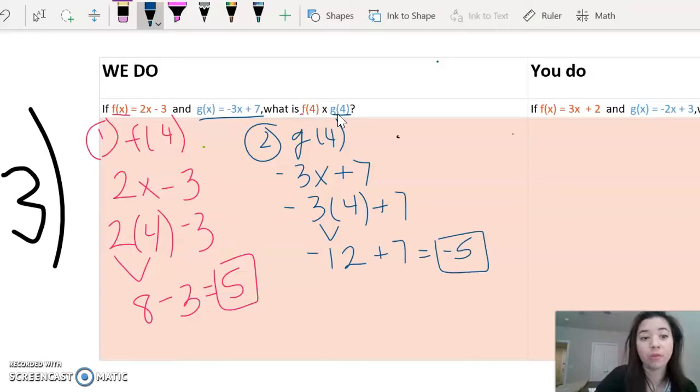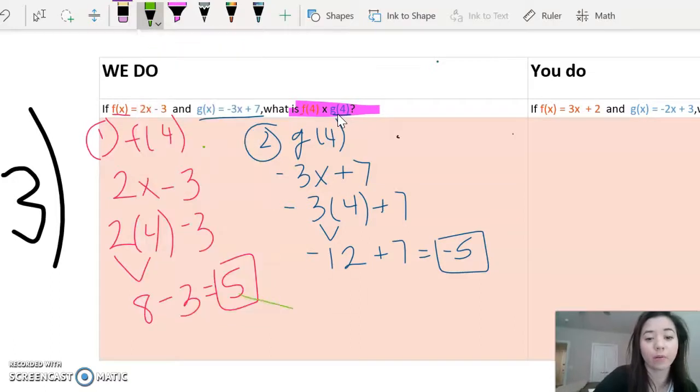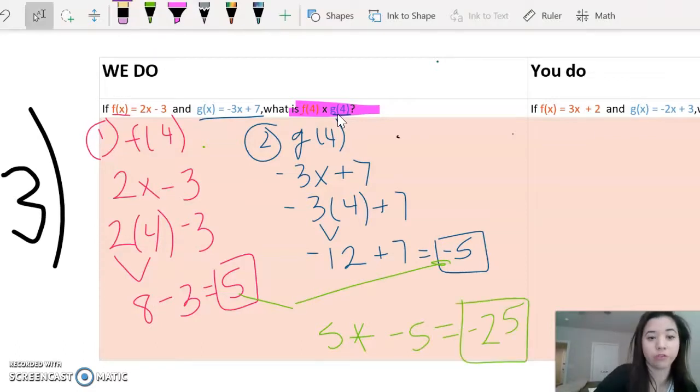And then now, the final question here was, what is f of 4 times g of 4? So to end this, we multiply the two together. 5 times negative 5, and we get negative 25.